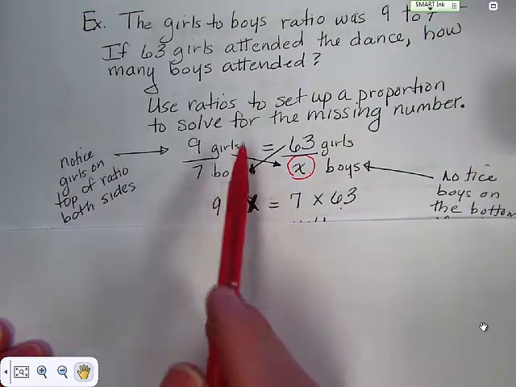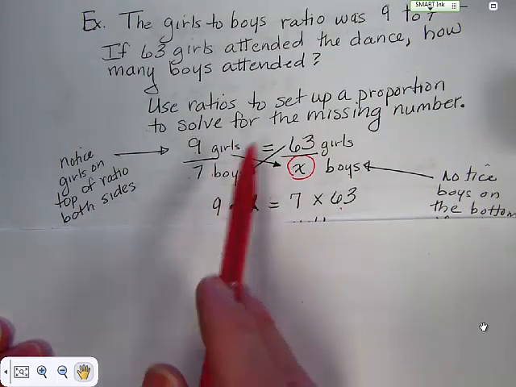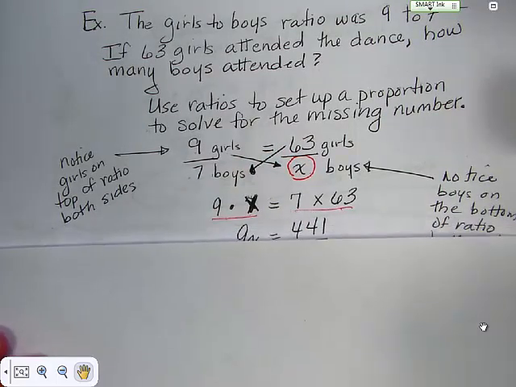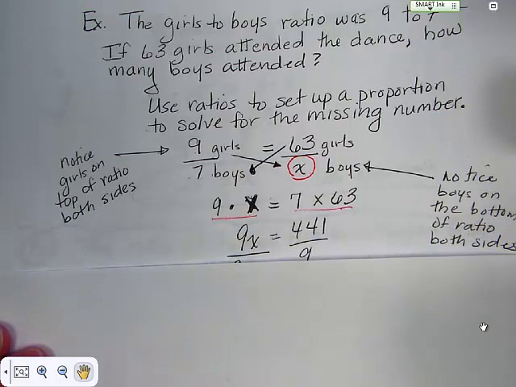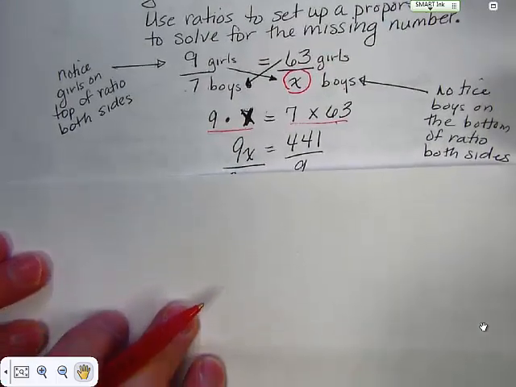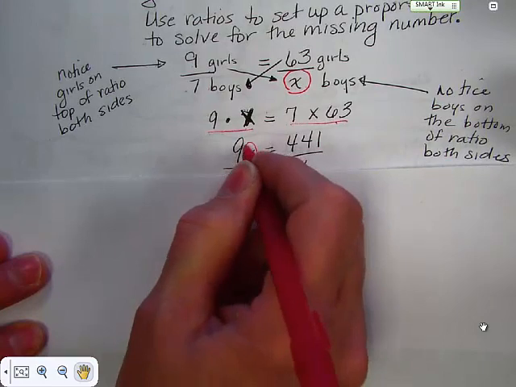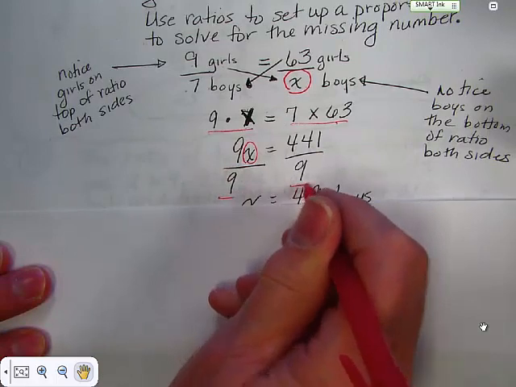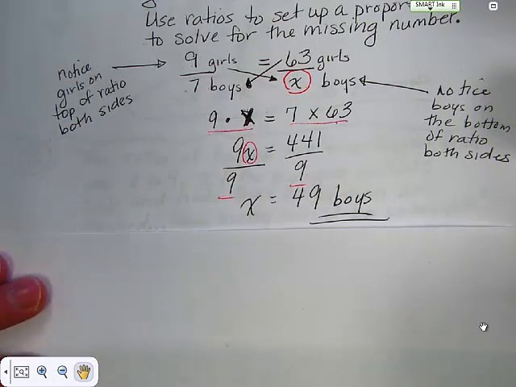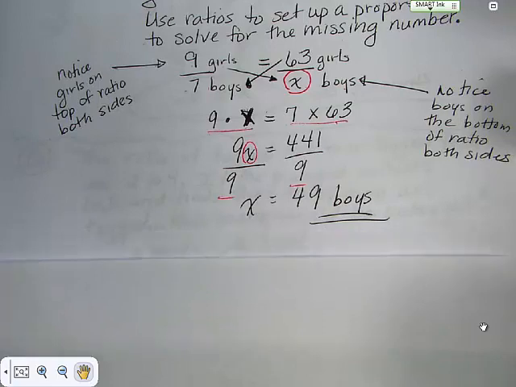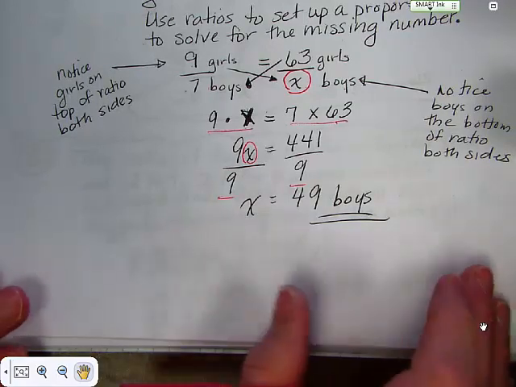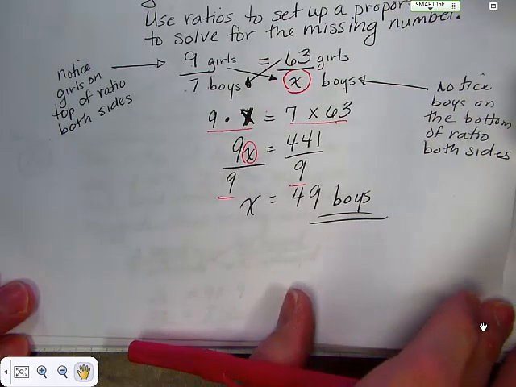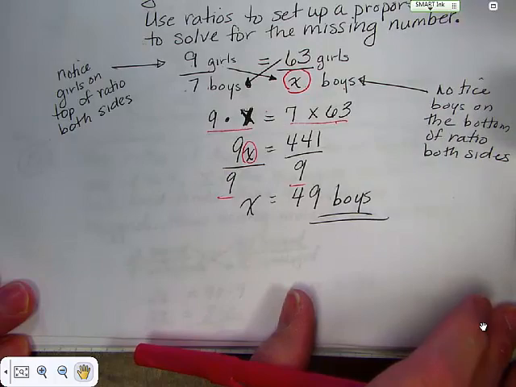So if we cross multiply, you get 9 times x, which is here, equals 7 times 63, which is over here. When you multiply, you get 9x equals 441. And then since you want to get x by itself, you're going to divide both sides by 9. And when you do that, you get 49 boys. So to answer the question, if there are 63 girls at the dance, then there are 49 boys.